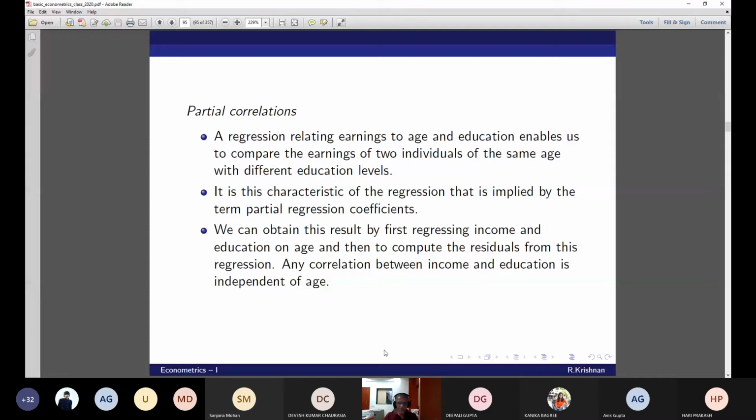The reason is this. What is partial correlation? A regression relating earnings to age and education enables us to compare the earnings of two individuals of the same age with different education levels. Go through it. It is this characteristic of the regression that is implied by the term partial regression coefficients. We can obtain this result by first regressing income and education on age, and then computing the residuals from this regression. Any correlation between income and education is independent of age. My question is the following. Can we directly find the correlation between income and education?